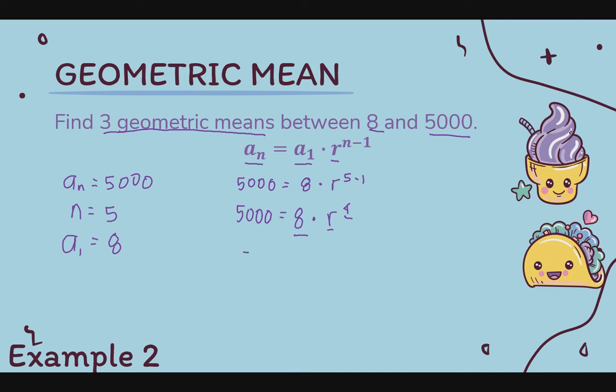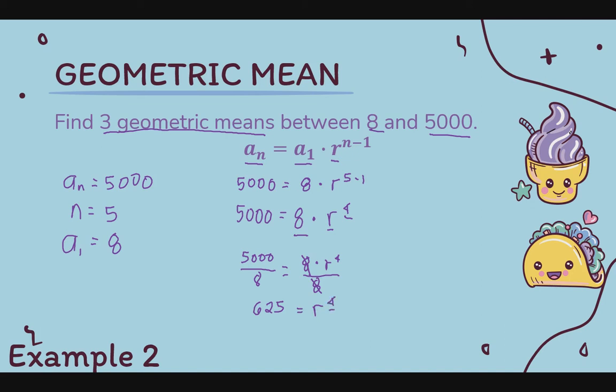So, magdi-divide tayo both side by 8. So, magiging 5,000 over 8 sa left side. At sa right side naman natin ay 8 times r raised to 4 divided by 8. So, mawawala na or ma-reduce into 1 na lang ang 8. Then, 5,000 divided by 8 is 625 equal to r raised to 4.